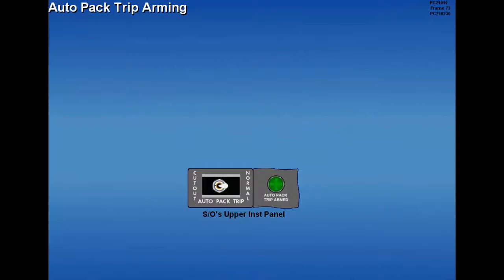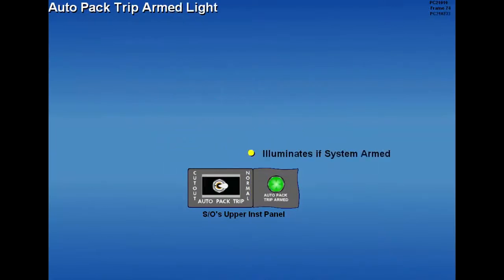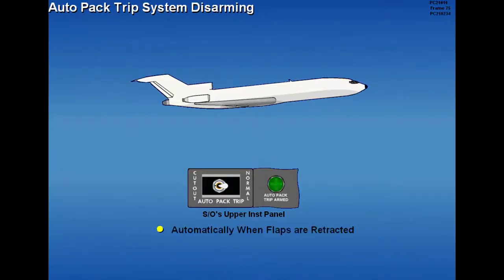To arm the auto-pack trip system, the aircraft must be on the ground with the inboard flaps out of the up position. All three engine EPRs must be above 1.5, and the auto-pack trip switch must be in normal. The auto-pack trip armed light illuminates if the system is armed. After takeoff, the auto-pack trip system is disarmed automatically when the flaps are fully retracted, or by placing the auto-pack trip switch to cutout.